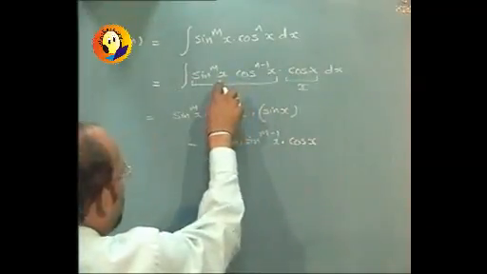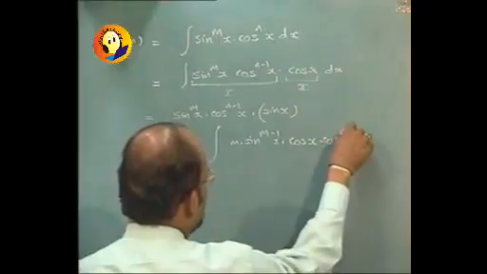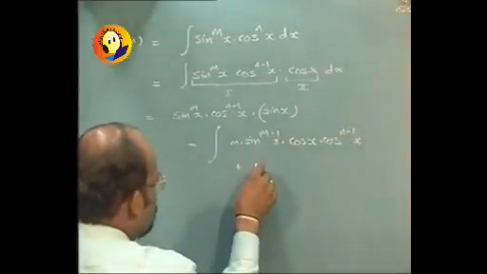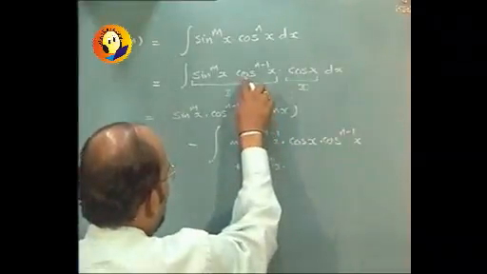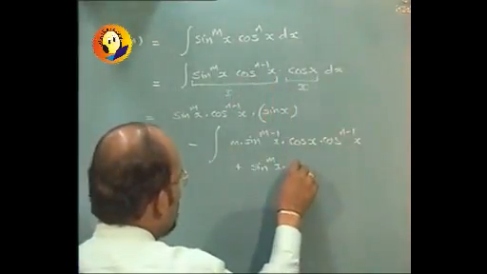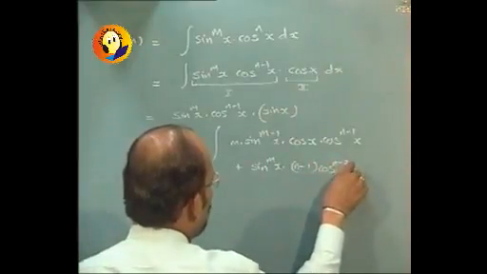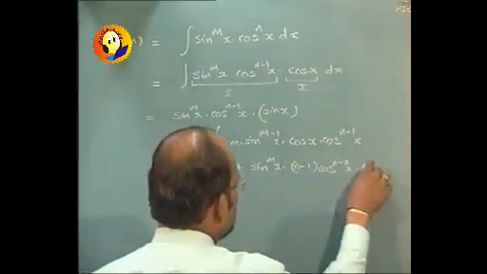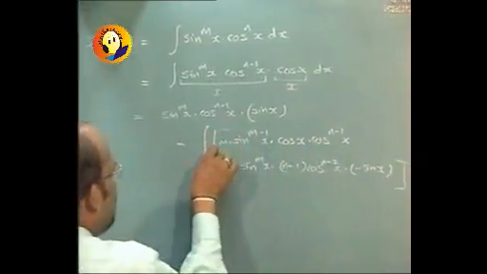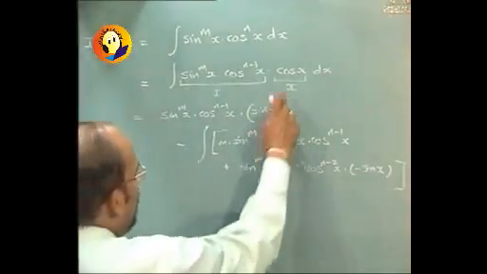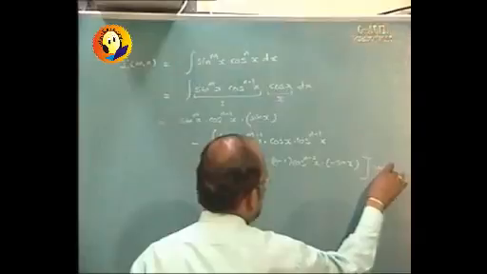This is differentiation of u into v as it is, that is cos raised to n minus 1 x, plus sin raised to m x as it is. Differentiation of cos raised to n minus 1 x is n minus 1 cos raised to n minus 2 x into differentiation of cos x, which is minus sin x. So this is integral differentiation of first into integration of second. Cos x will be integrated as sin x dx.